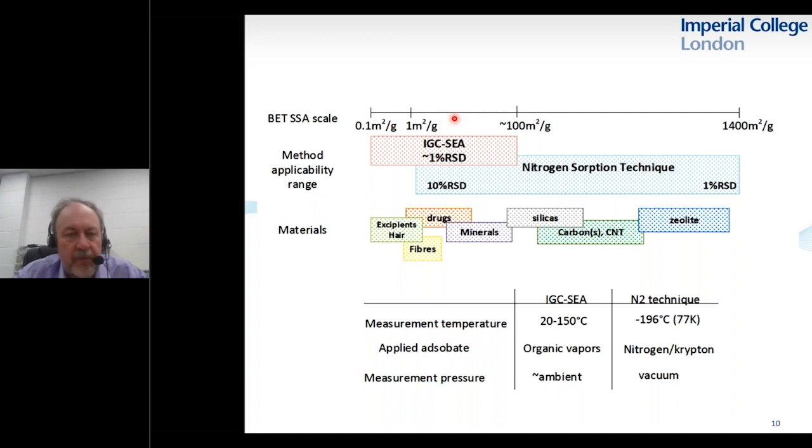You also do the experiment at room temperature. There's no vacuum required. And rather than use nitrogen or krypton, we use organic molecules such as hexane, octanol, whatever. And these give us a lot more chemistry. We learn a bit more about the material using those sorts of vapors.